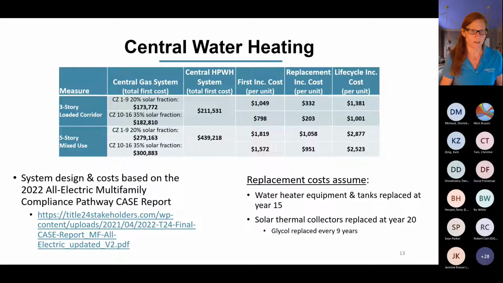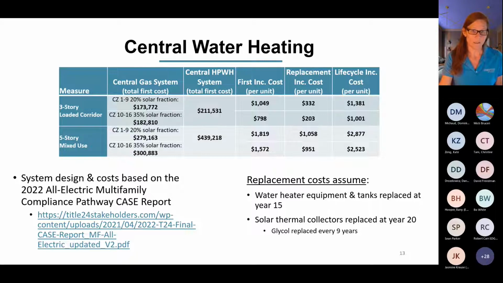So the central water heating, which is the big focus of the electrification analysis, really leveraged the 2022 casework that was done by TRC in the All-Electric Multifamily Compliance Pathway case report. As part of that work, a system design was developed for all of the prototypes, a gas central water heater and a central heat pump water heater design, as well as detailed costs. And so that's what our modeling is based off, and that's also what our costs are based off.